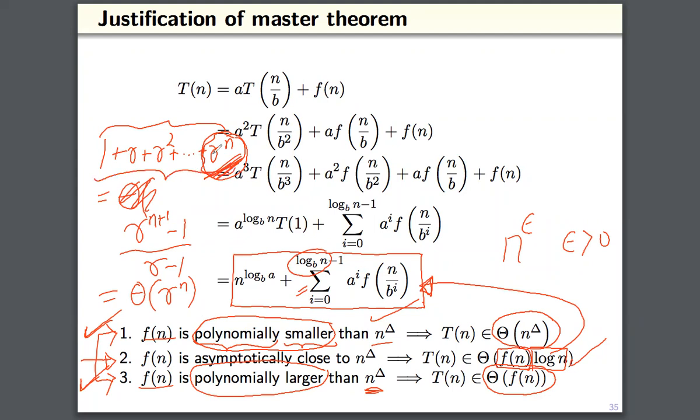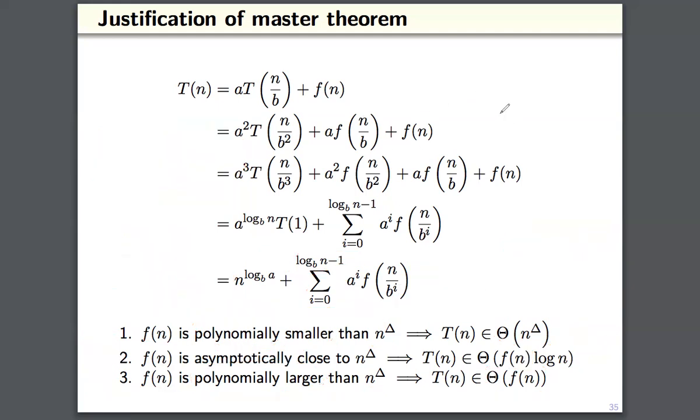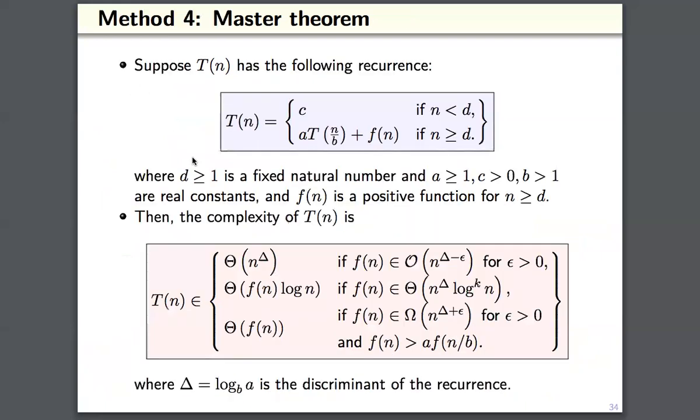Because it's something like a geometric series. It is something similar to a geometric series, not exactly, but look at this. This is the series, okay? But in case 2, if f of n is asymptotically close to n power delta, we see that all these terms have approximately the same value. So hence this log n term will come into the equation. So that's the higher level intuition.